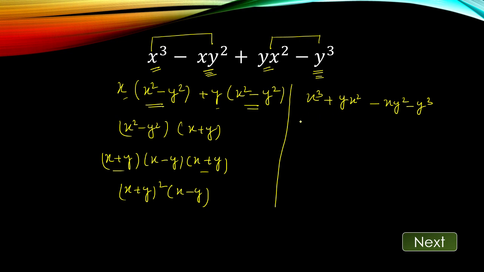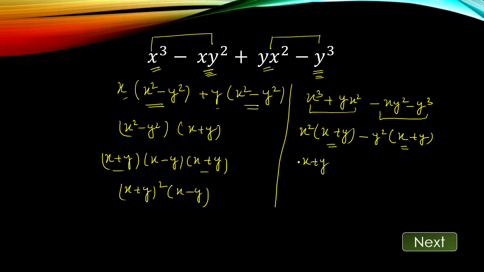Now let's start. If we take x square common from the first group, the remaining terms are x plus y, which should be inside the bracket. In the second group, we take minus y square common, so we can find inside the bracket x plus y. Now x plus y is common, so we take that, and the remaining terms are x square and y square. So x square minus y square is the second factor.